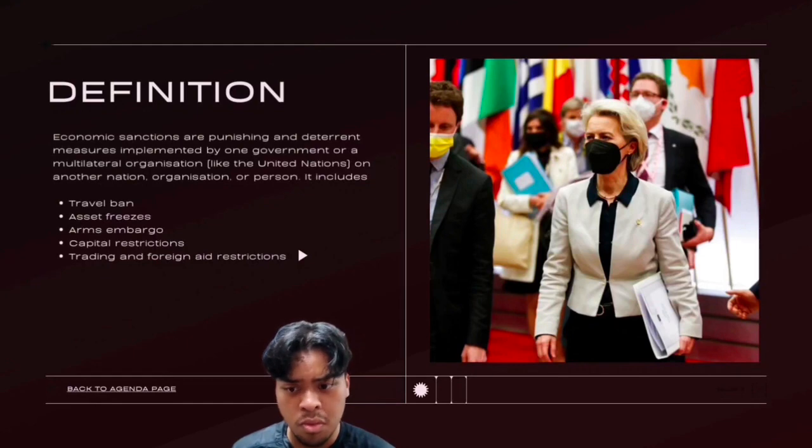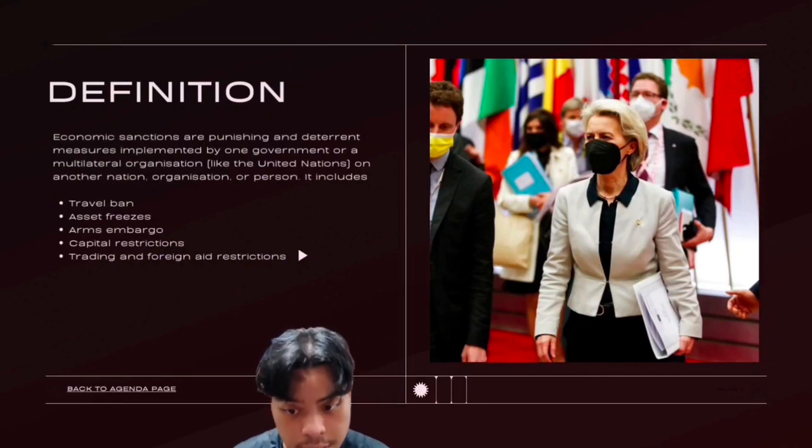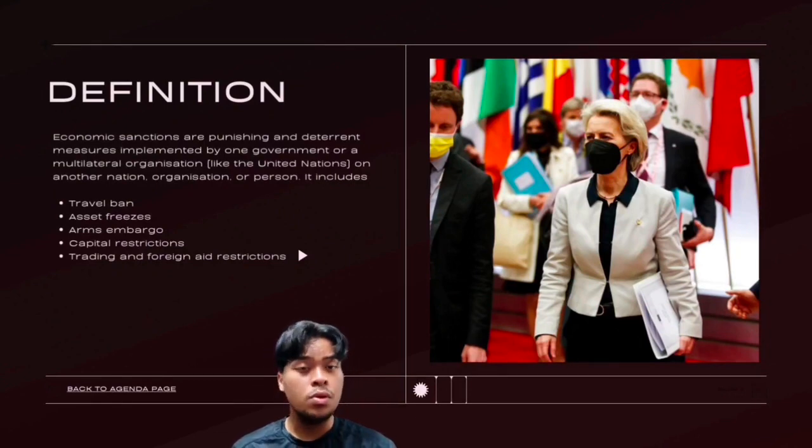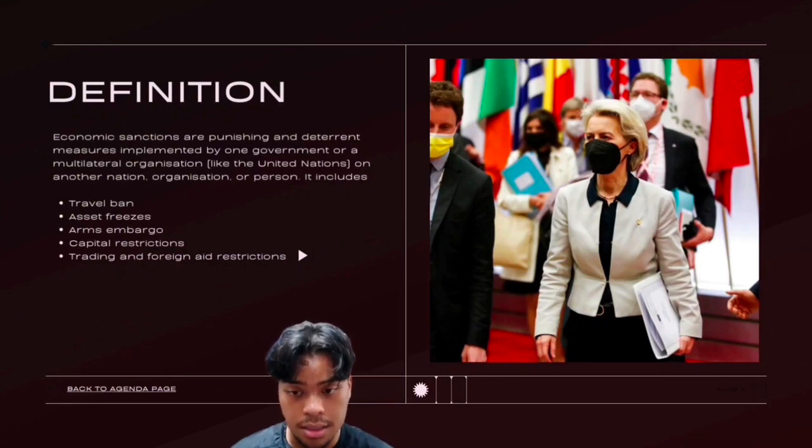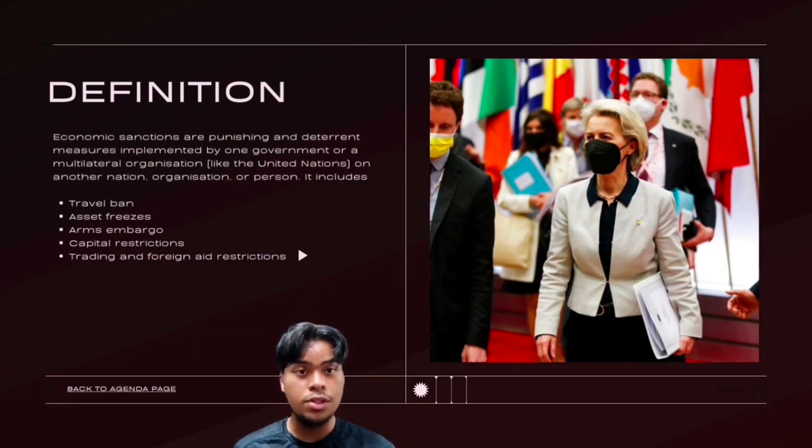For the definition, economic sanctions are punishing and deterrent measures implemented by one government or a multilateral organization such as the United Nations on another nation, organization or person. It includes travel ban, asset freeze, arms embargo, capital restriction, trading and foreign aid restriction. So as we all know, these are the sanctions that Russia has faced, which also include Belarus and Iran due to the invasion of Ukraine.